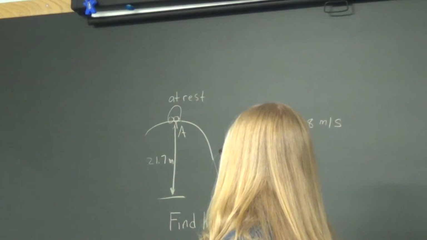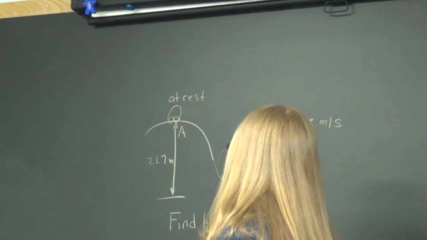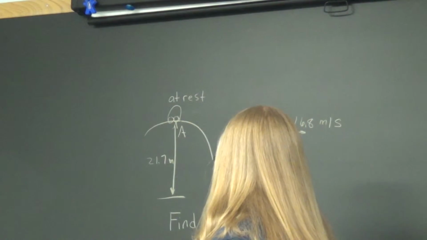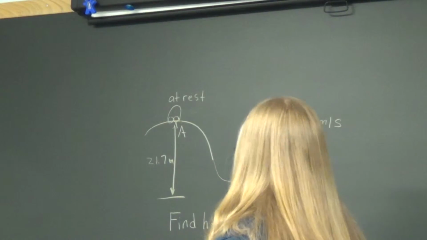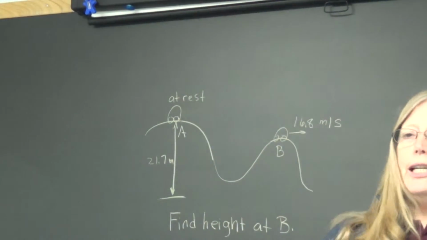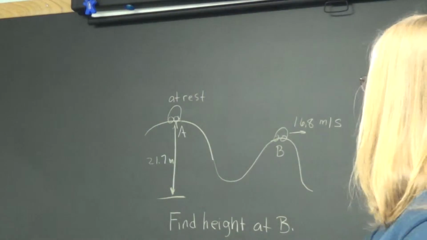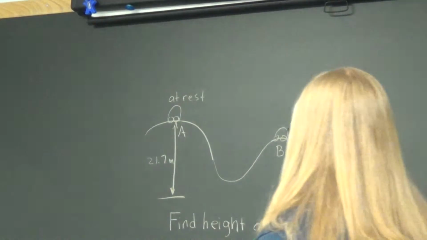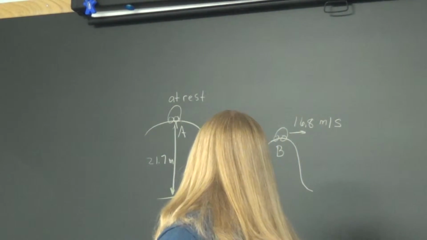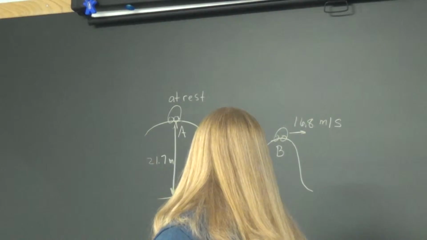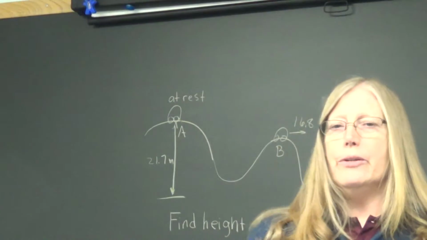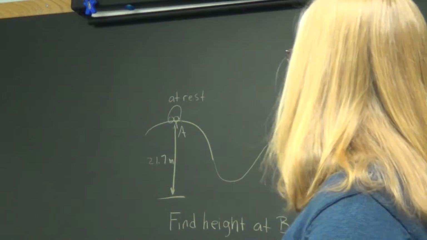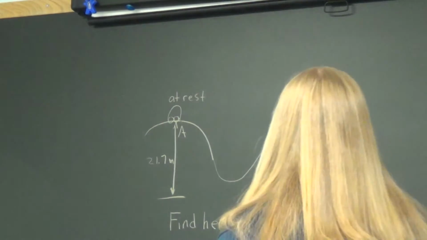So hopefully you've already gotten it. It's going to be PE at A plus KE at A. I can go to any spot on this journey to find TE, so I'm going to pick the first spot where I know the most. PE is mgh. KE is nothing, nada. No KE at the beginning because it is at rest.